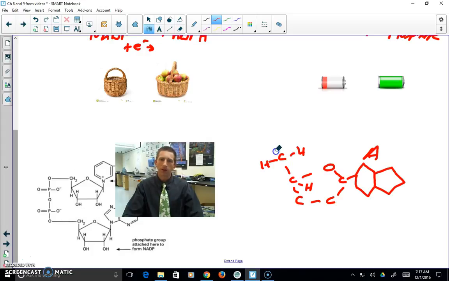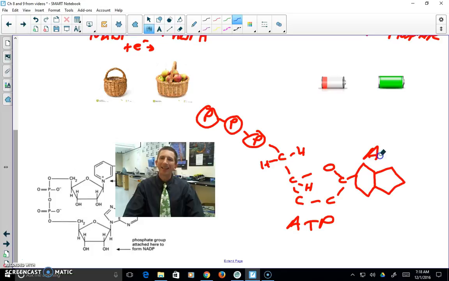And then the P's come from the number of phosphate groups that we have. Okay, so here is 1 phosphate group. Here is 2 phosphate groups, and here are 3 phosphate groups. So this right here, and again, I didn't draw in all the hydrogens, they're implied. So this is ATP. That's our fully charged battery.